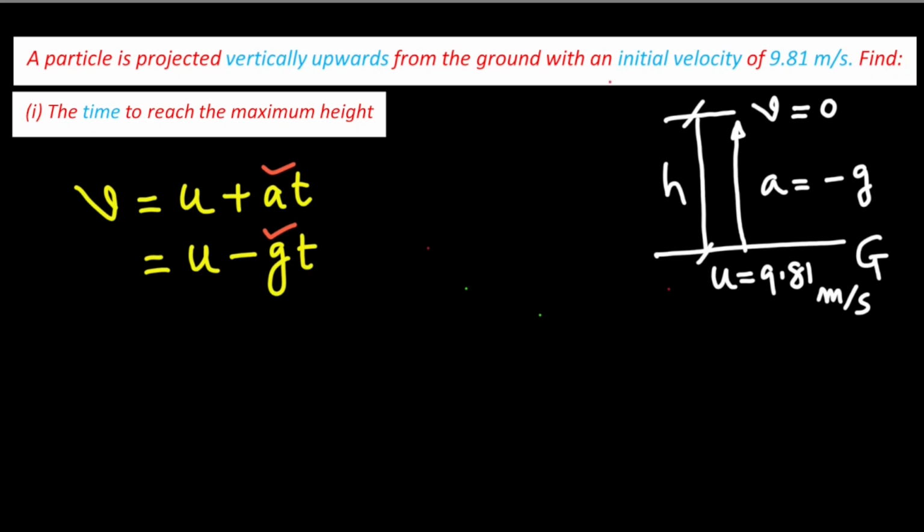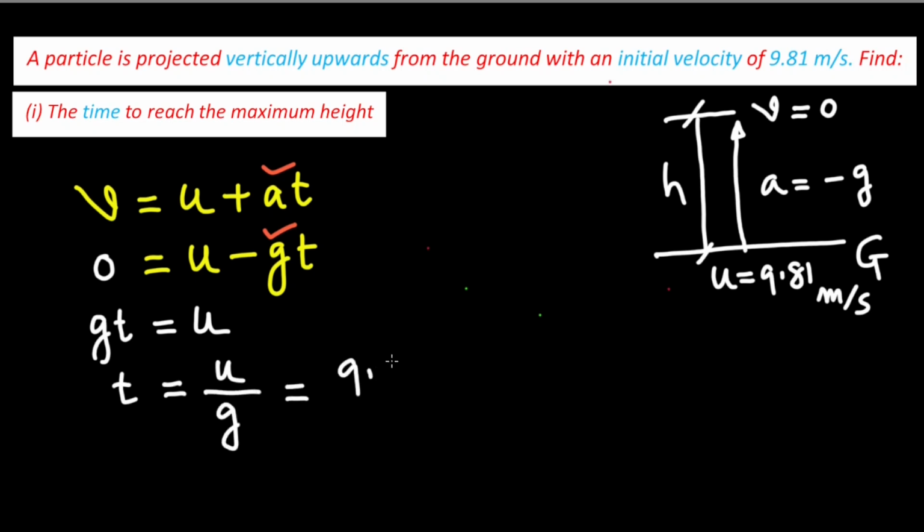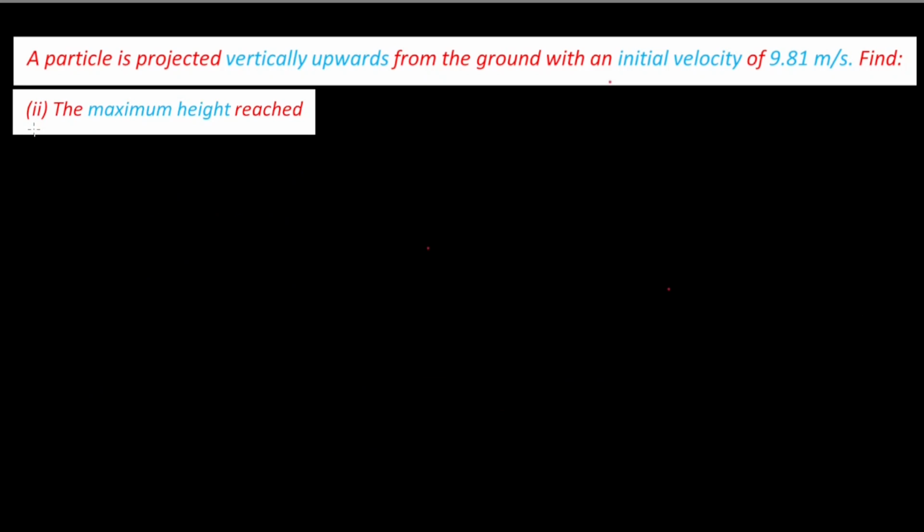At maximum height, the final velocity v will be 0, so we get gt equals u, or t equals u by g. U is 9.81, g is 9.81. This will get cancelled and we get time required to reach the maximum height to be 1 second. The second question is, we have to find the maximum height reached.